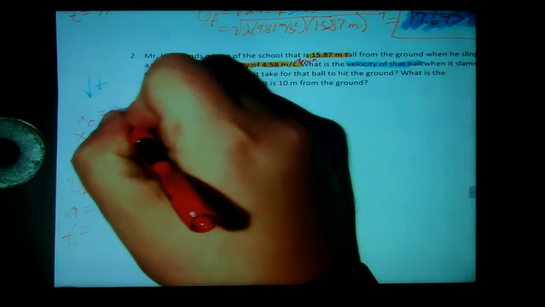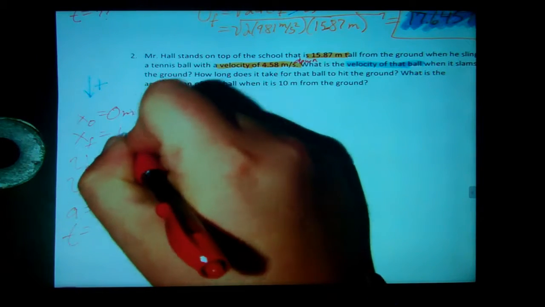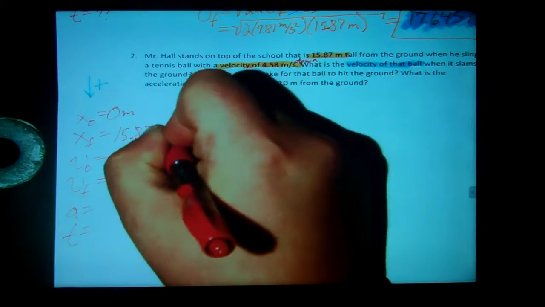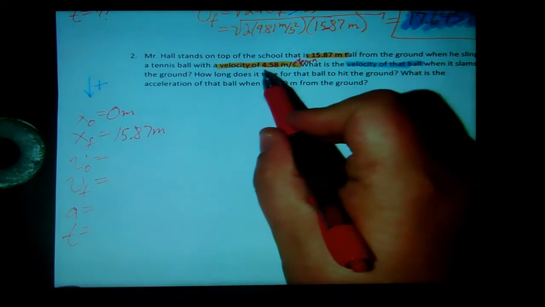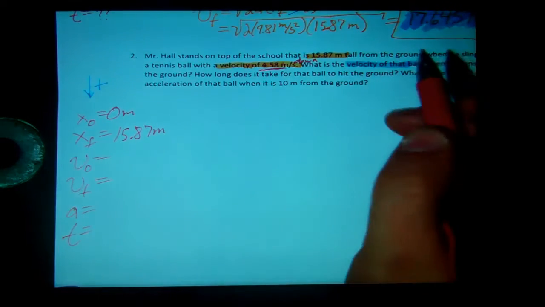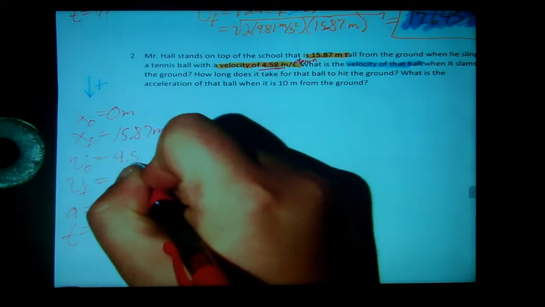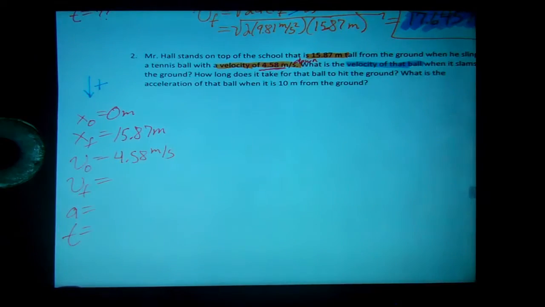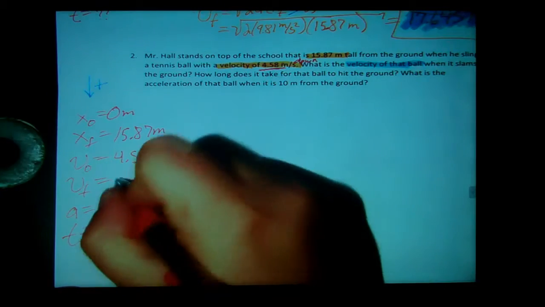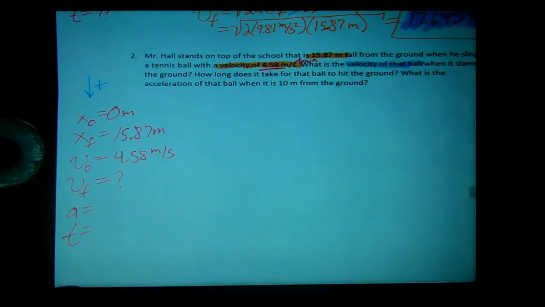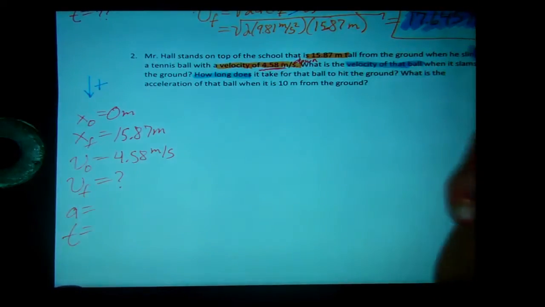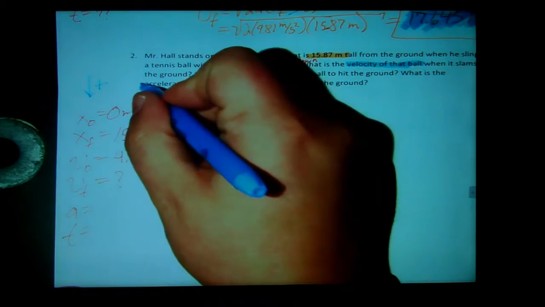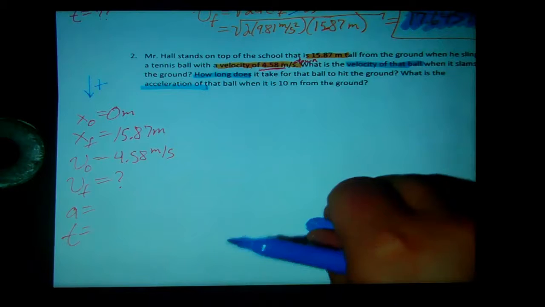So now in this, we can start filling in information. Our initial position is still 0 meters. Our final position is still 15.87 meters. But our initial velocity has now changed. We start with an initial velocity here of 4.85 meters per second. Final velocity, we do not know. We're trying to find that, as well as the time, so how long does it take, and we're trying to find the acceleration. Do not overthink this.